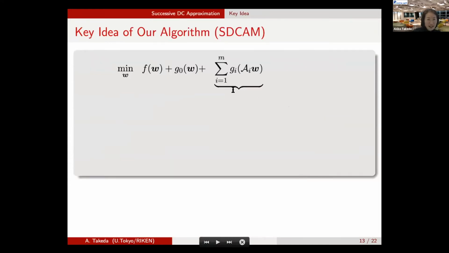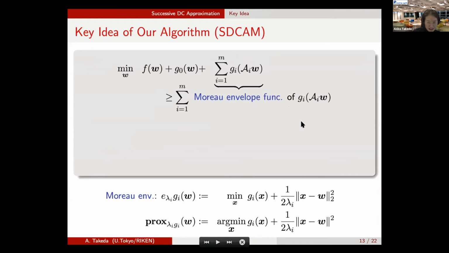Okay, and the key idea of our proposed algorithm is to replace this difficult part by a Moreau envelope function. The Moreau envelope function gives a lower bound for this function.